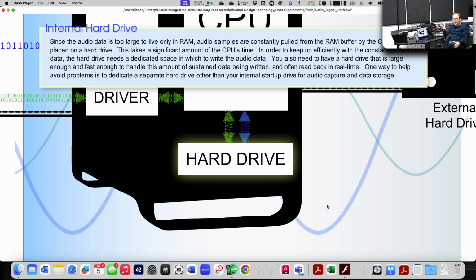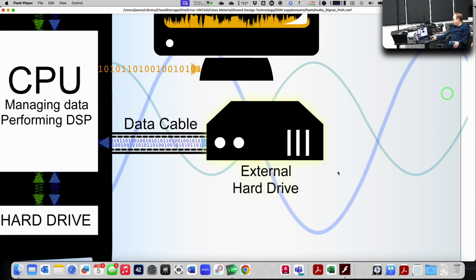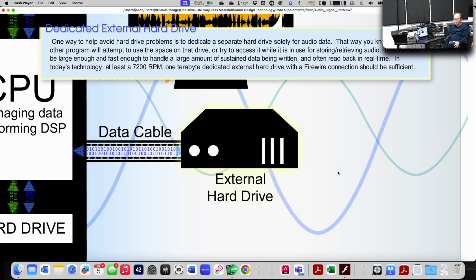So one of the ways that you can get away with those smaller buffers, for example, and higher sampling rates and all these things is by dedicating a separate drive that only does your audio. And so that's what this is here. Some sort of external drive, or sometimes you can have a second internal drive, but the point is that this drive is only used for audio.